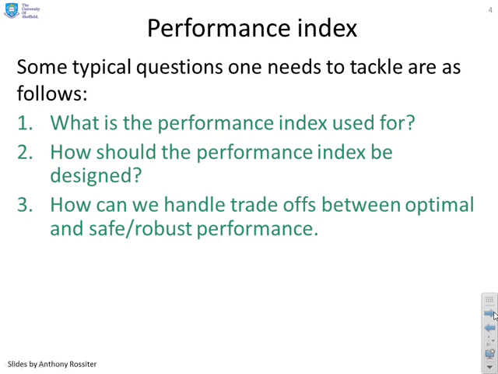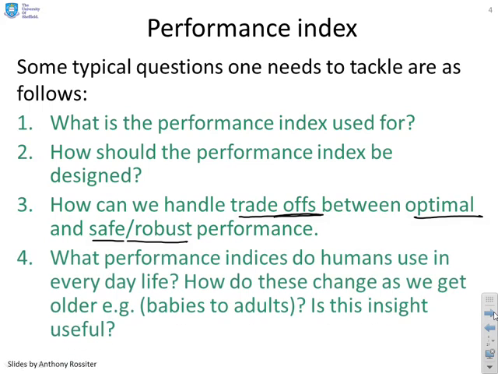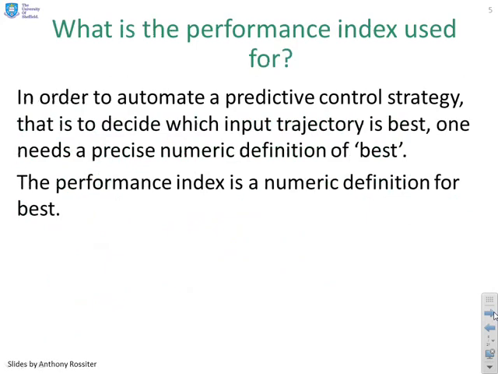How can it be used to handle trade-offs, this is quite critical, between optimal and safe or robust performance, because you'll find sometimes they can work against each other. And what performance indices do humans use in everyday life? Because if we understand what we do, we might be able to use this insight in order to get a better predictive controller. So for example, how do our performance indices change as we go from being very young to old? And how do we use that insight?